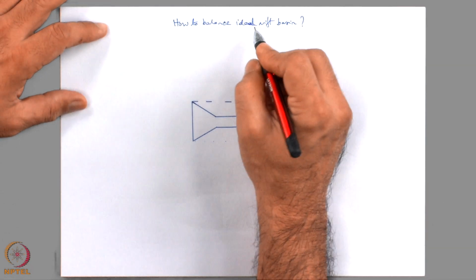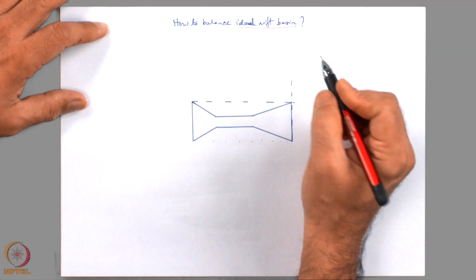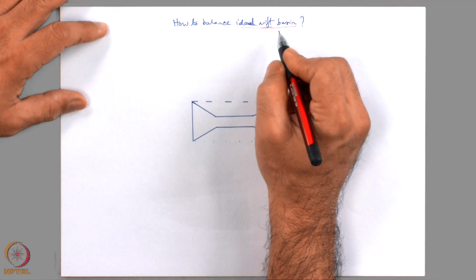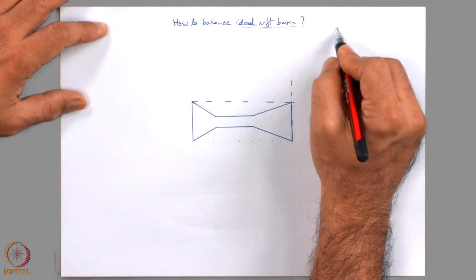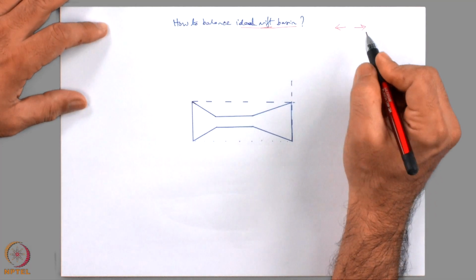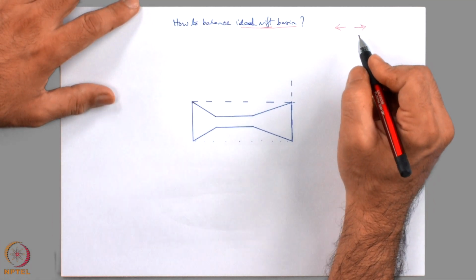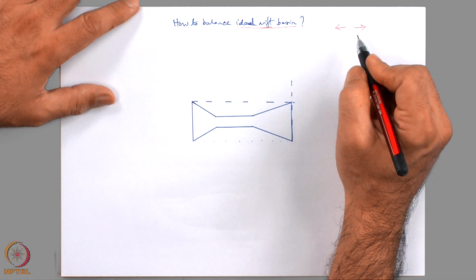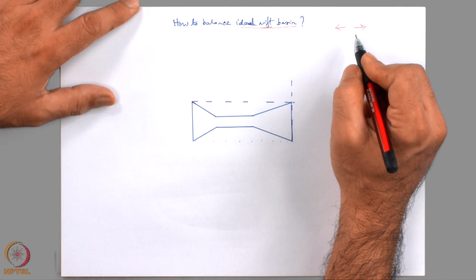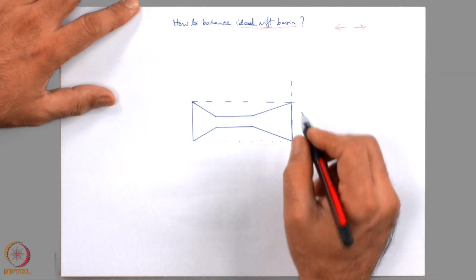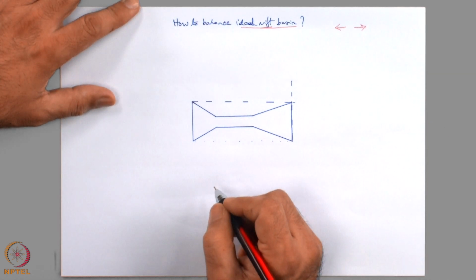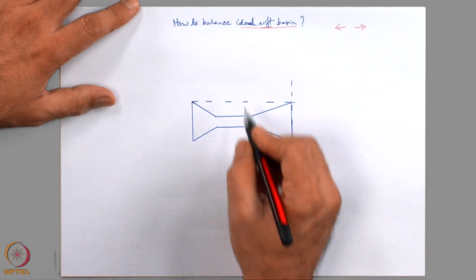We are going to balance an ideal rift basin. A rift basin is a product of extensional tectonics. Tectonic extension can lead to breakage of the Earth's lithosphere, producing a basin which can be symmetric or asymmetric. I have chosen a case of asymmetric basin. It is also an idealized diagram.